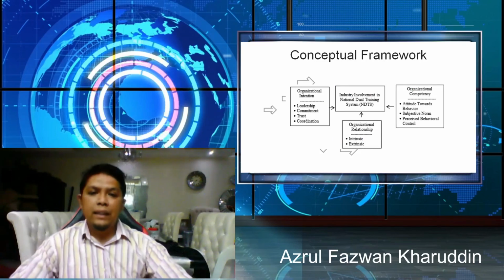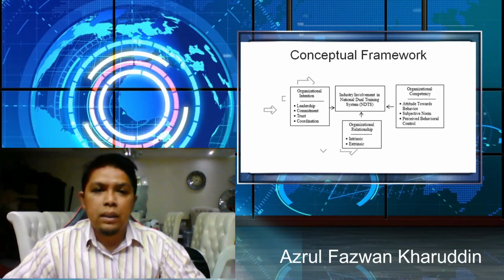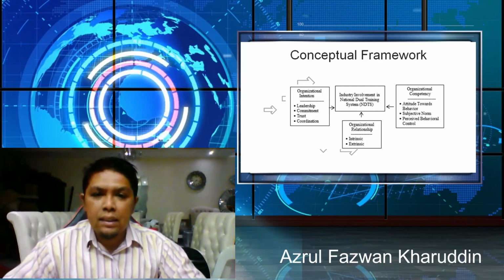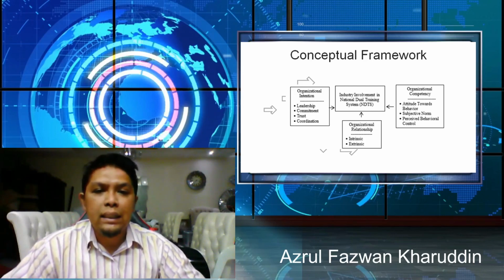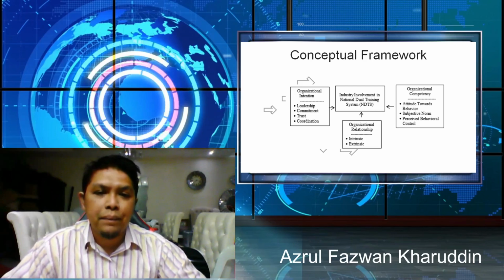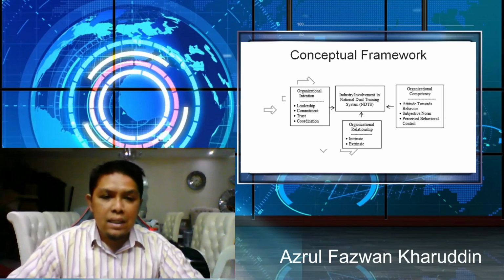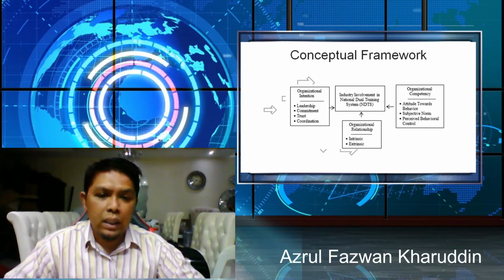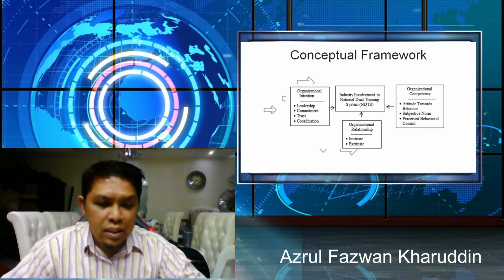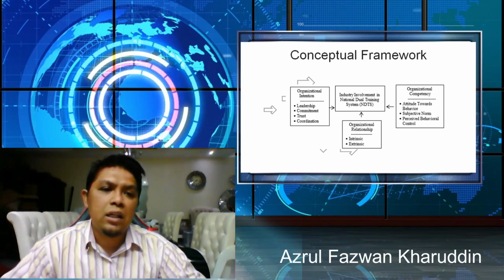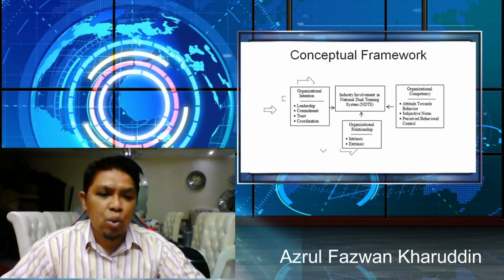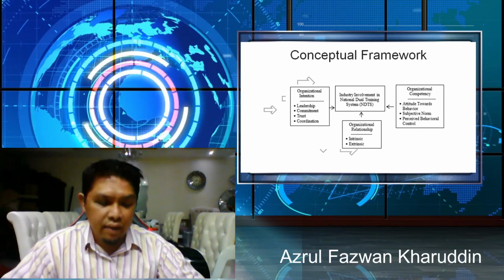Finally, we managed to develop a conceptual framework for this study, in which industry involvement in the national dual training system is impacted by three elements. The organizational intention consists of leadership, commitment, trust, and coordination. The organizational relationship looks at intrinsic and extrinsic factors. And finally, the organization competency, where for the apprentice we look at attitude, subjective norm, and perceived behavioural control.